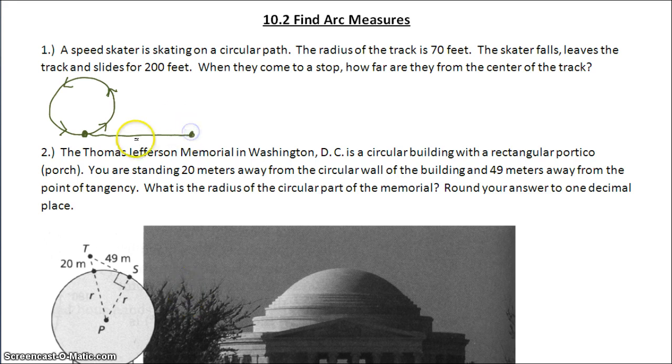So if they slide for 200 feet, they're going to be right here. Now the radius of that track is 70 feet. And since they slid on a line tangent, the radius and that tangent line will form a right angle. What we need to figure out is how far away from the center of the circle are they? Now we know from here to here is 70, but we want to find this entire distance, so we're not going to worry about just this piece. We're going to worry about this entire length. To solve for x, we're going to use the Pythagorean theorem.